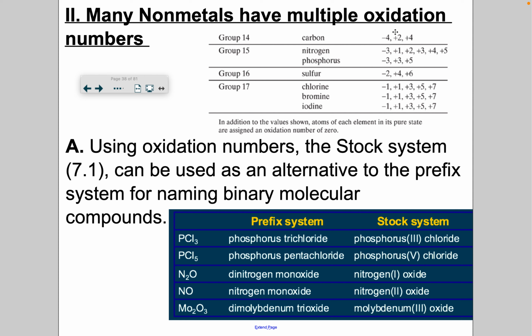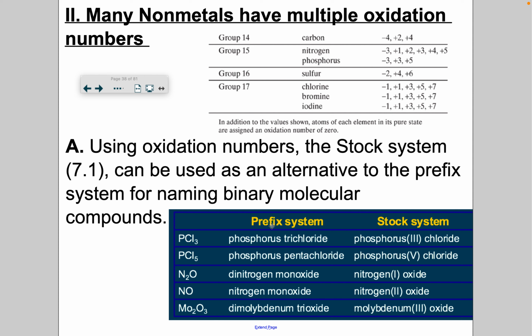Well, some non-metals, actually many of them, have multiple oxidation numbers too. Like carbon can be, instead of just +4, it could be -4, it could be +2. Take a look at nitrogen: -3, +1, +2, +3, +4, +5. Chlorine's got a few too. So when we use these oxidation numbers, we can use the Stock system to rename our covalent compounds.